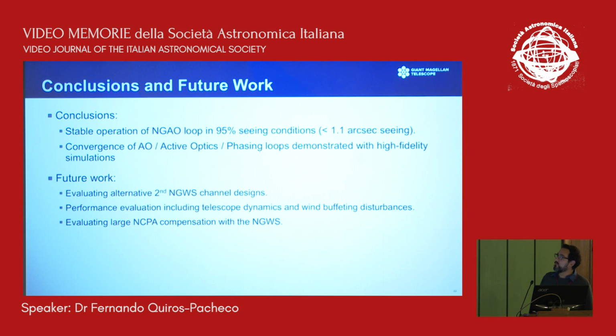And we are working on the interactions between several AO, active optics and phasing loops with high-fidelity integrated modeling simulations. As future work, we would like to evaluate alternative second natural guide star wavefront sensing designs and start evaluating other errors like wind buffeting disturbances, using the integrated modeling that includes telescope dynamics as well. And as a last point, evaluate the NCPA compensation with the NGWS when these aberrations are larger than what the pyramid can normally take.